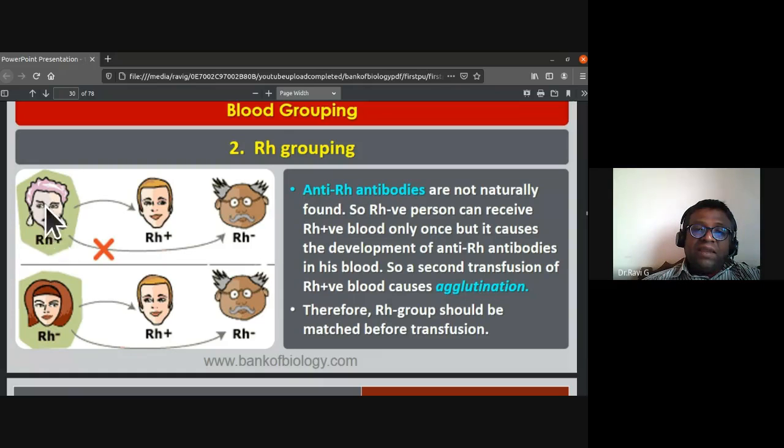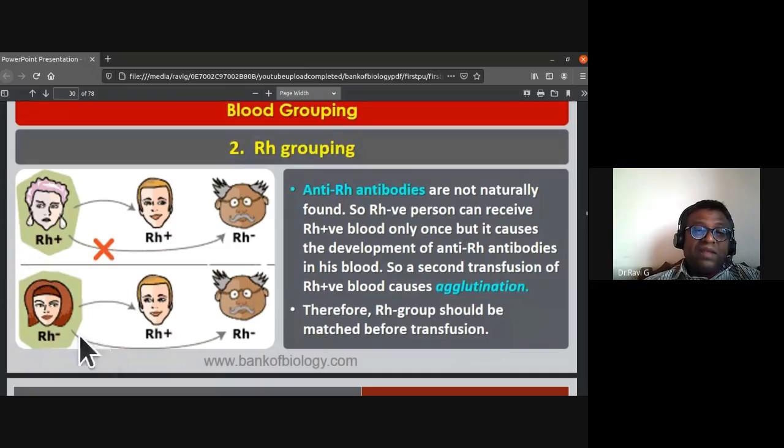The first time they can get this Rh positive blood, even though they are Rh negative. The second time, by that time the Rh negative person will develop Rh antibodies against Rh positive. Only one time they can get transfusion from the positive blood group. The second time, it leads to agglutination. That is what it implies. Therefore, Rh group should be matched before transfusion.